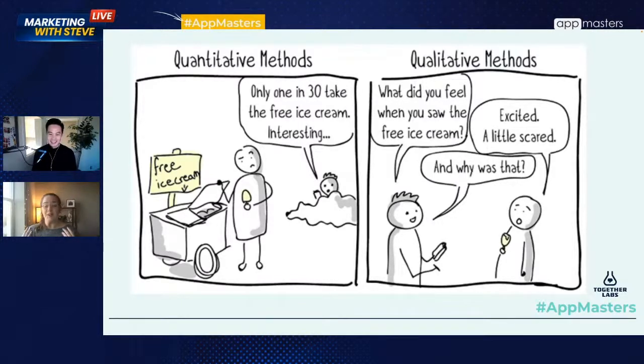So that's why you want to do both. If you don't, people might be ignoring your free ice cream or whatever your app is, because they don't have the full picture and neither do you. So it's really important to do both methods. Sometimes it makes sense to start with qualitative and then quantitative, and sometimes vice versa. It just depends on the data you have and the data you're trying to get.